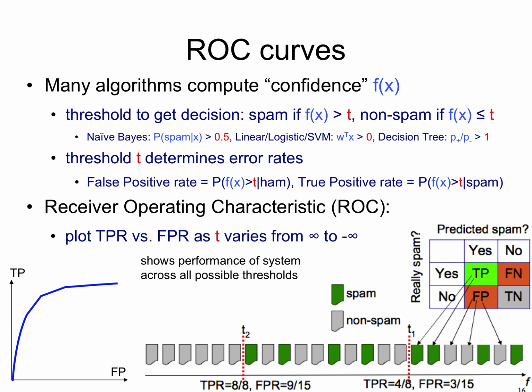Now I take this threshold and I slide it 1 over. What's my true positive rate? 1/8. What's my false positive rate?